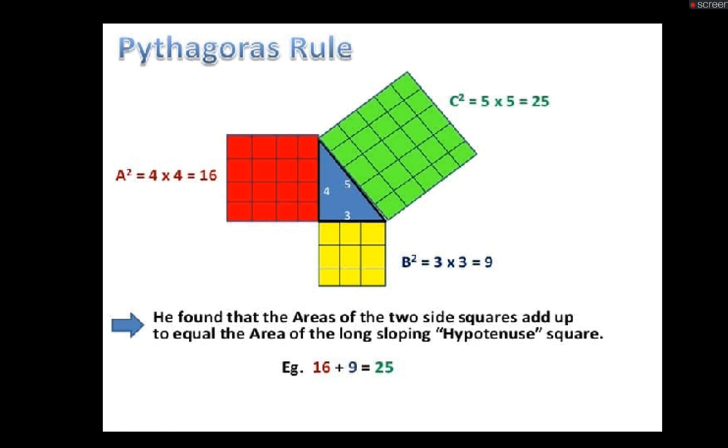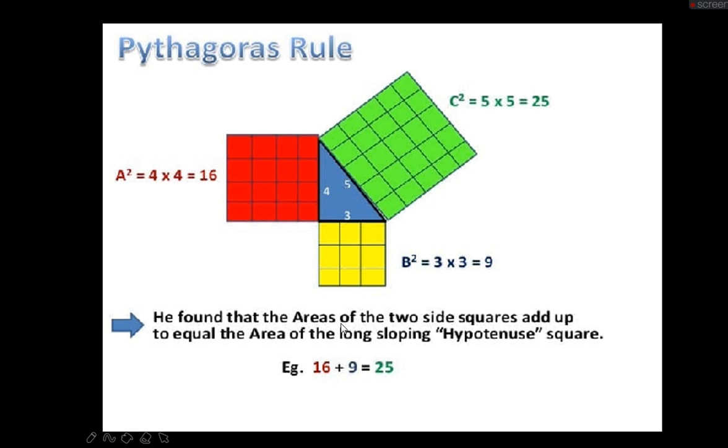So this proves that if we find the area of the base and perpendicular squares, they add up to the hypotenuse square. Base and perpendicular can be named differently. If you rotate this triangle, the base and perpendicular will change, depending upon the situation given.